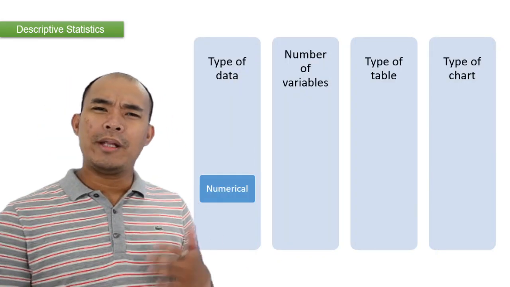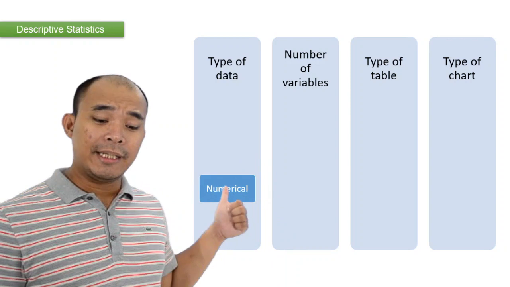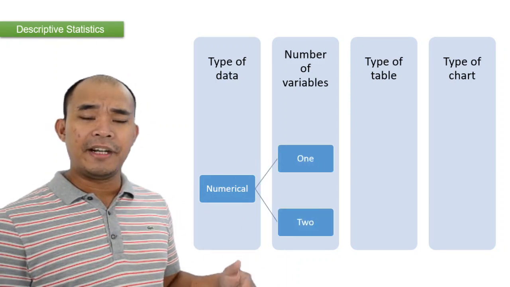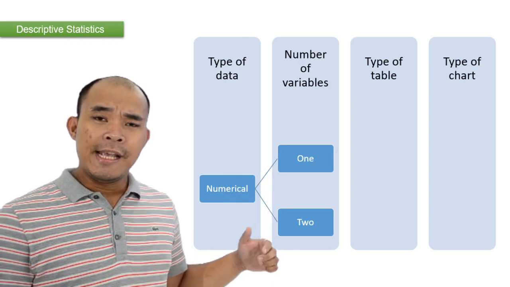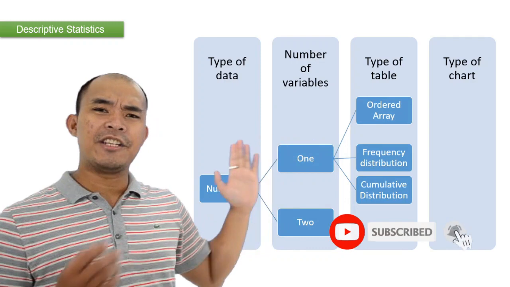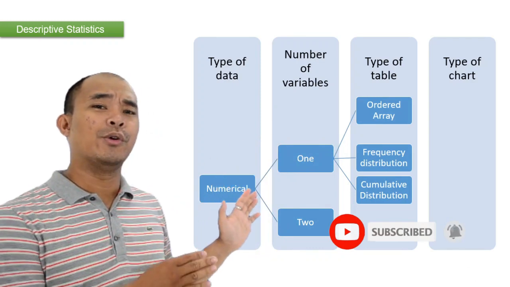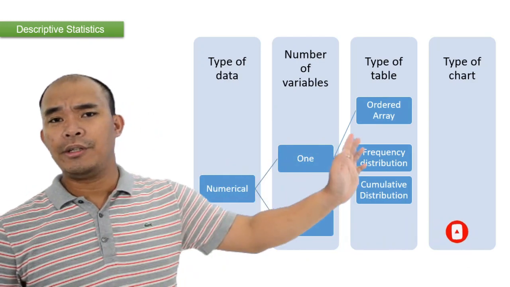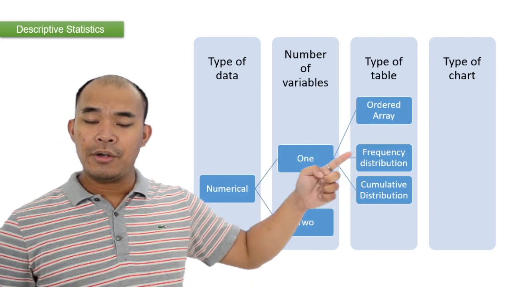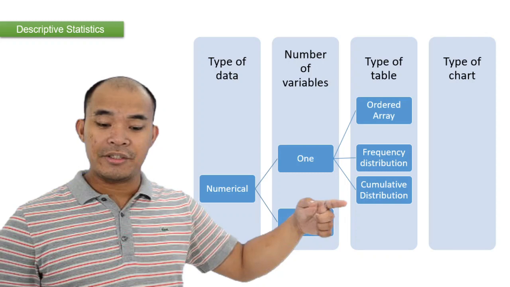Okay, so let's proceed to the next. What if you have a numerical type of data? Same again, we have to decide the number of variables. You have one or two variables, and for one variable, the type of table you can use is the ordered array. The ordered array is just arranging your data in ascending or descending order. Then you can use the frequency distribution, and then you can use the cumulative distribution.